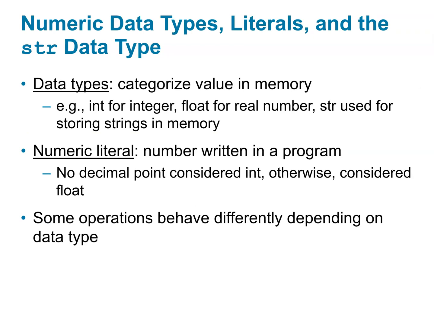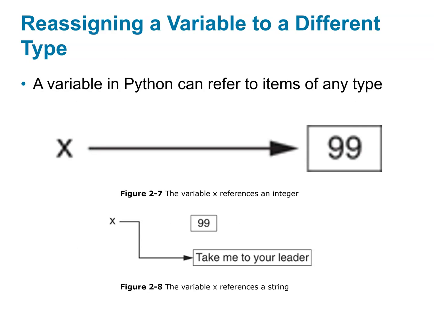Okay. Numeric data types, literals, and the string data type. Let's talk about them. Data types categorize values in memory. For example, integers, referred to as ints. We use floats for real numbers, and string is what's used to store strings in memory. A numeric literal is a number written in a program. No decimal point makes it an integer, otherwise it's a float. Some operations behave differently depending on the data type.